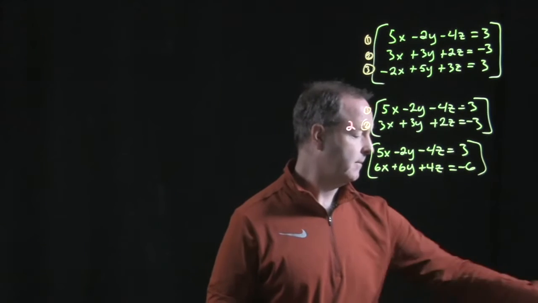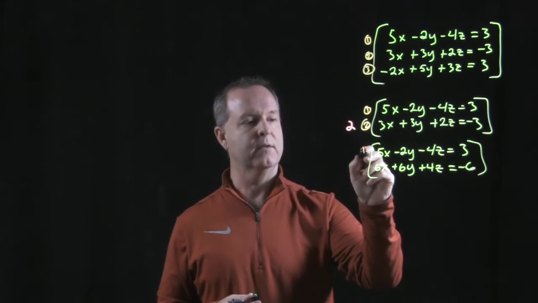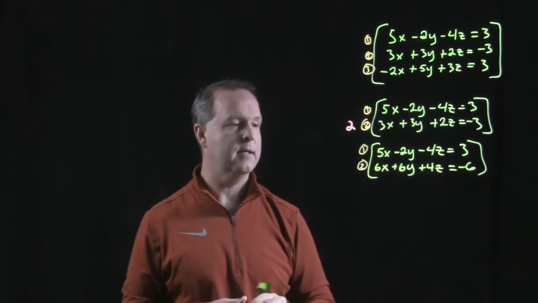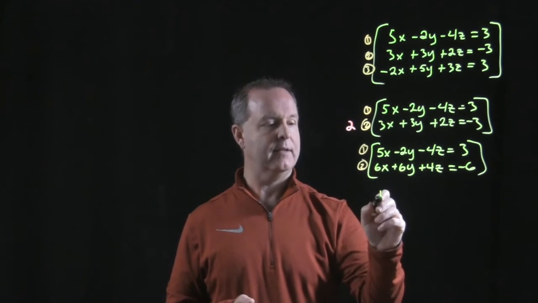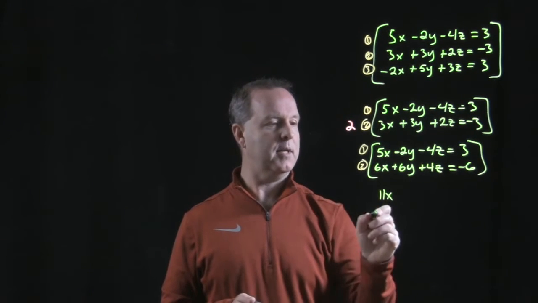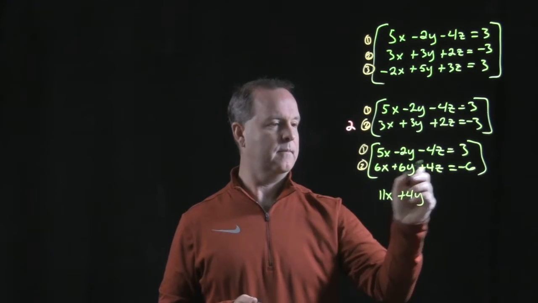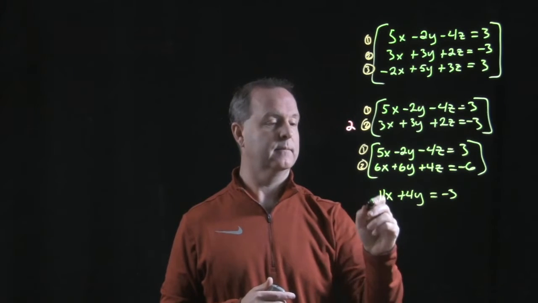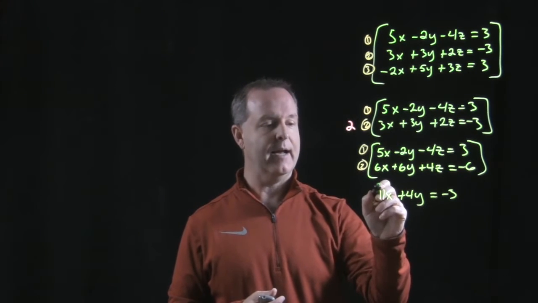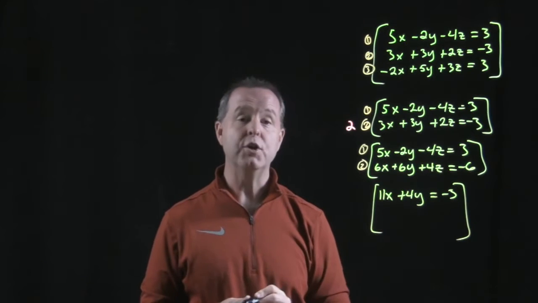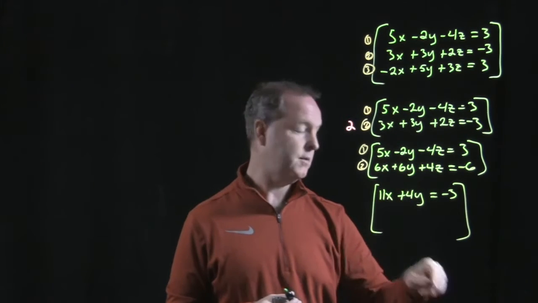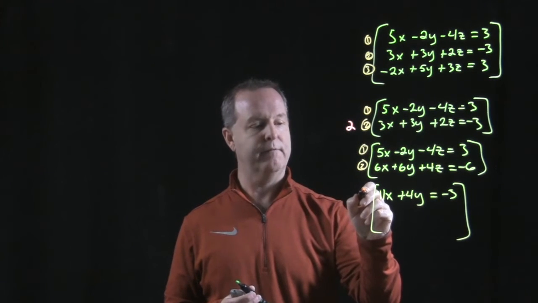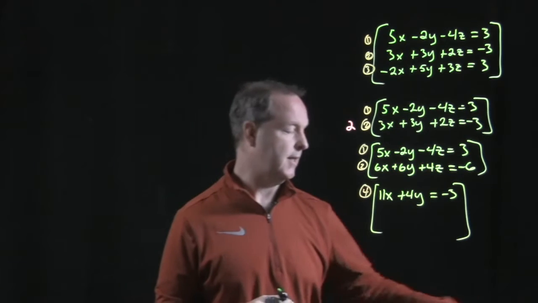So there's my system. I still have equations 1 and 2. Nothing's really changed. I just modified them, but it's still my first two equations up here. Now let's add them together. So I have 11x plus 4y. The z's drop out, and then I have a negative 3. So what I have is a new equation, one equation and two unknowns. And I'm going to mark it as a 4.